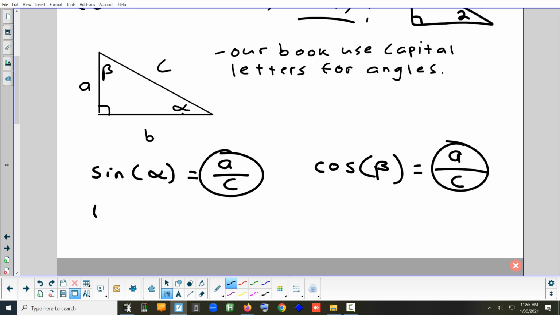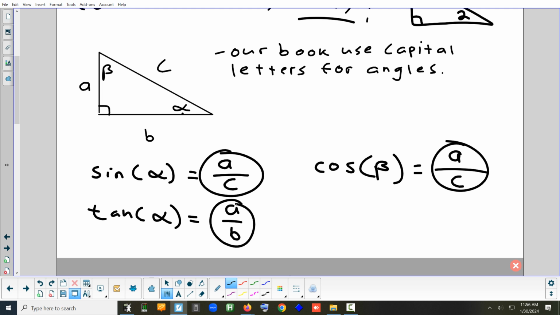All right, let's do one more. Let's do tangent of alpha. Okay. What's the tangent of alpha in this case? A over A. No, A over B. Tangent is going to be opposite over adjacent.